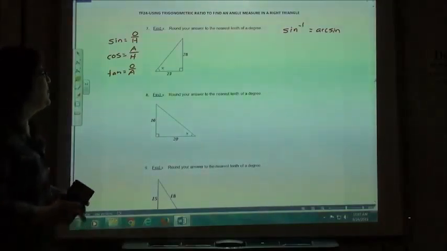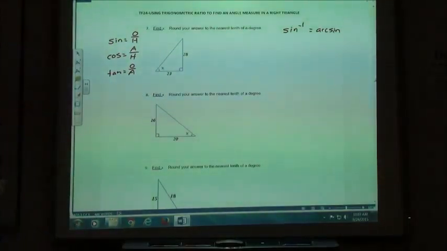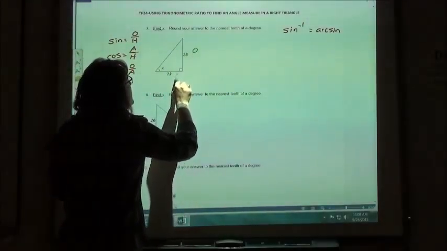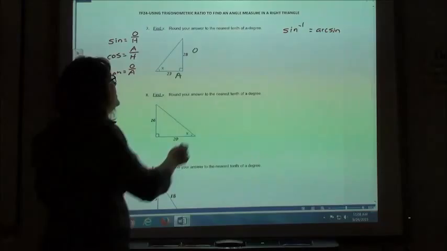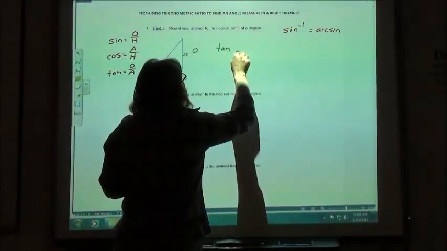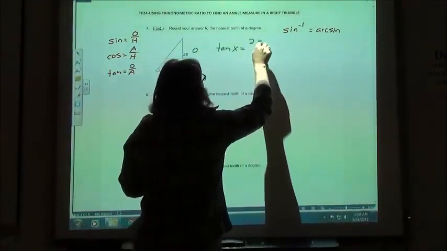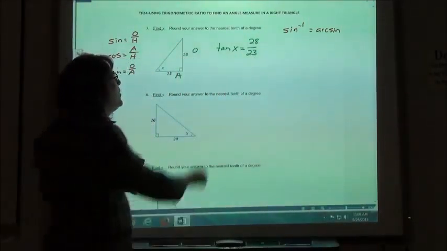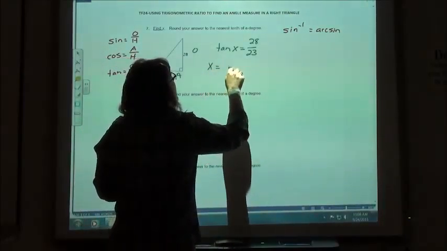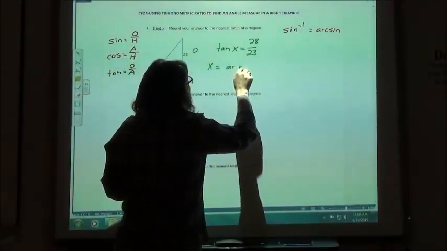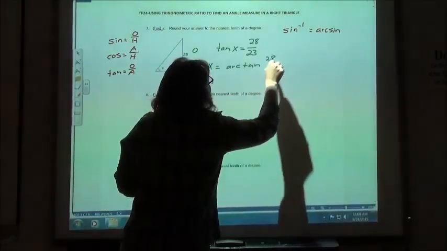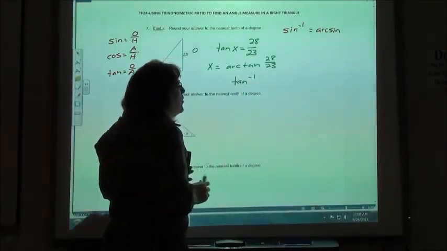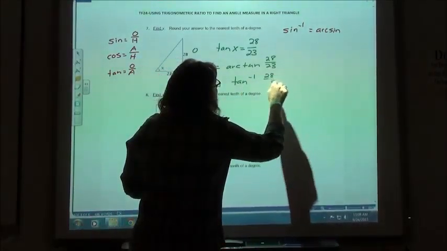So back to our question. We want to find x. We want to find the angle measure. Round your answer to the nearest tenth of a degree. So if I'm finding x, I'm looking and I'm saying I have the opposite and the adjacent sides. So I'm going to say that the tangent of x equals the opposite over the adjacent. So x is equal to the inverse tangent, or arc tangent, of 28 over 23. On our calculator, we're doing the inverse tangent of 28 over 23.